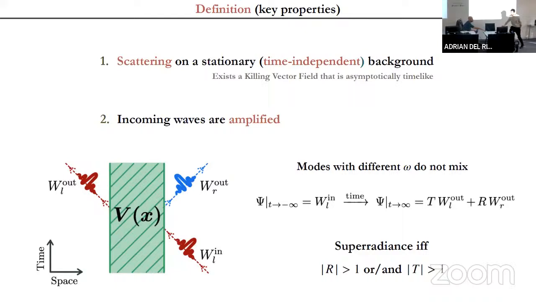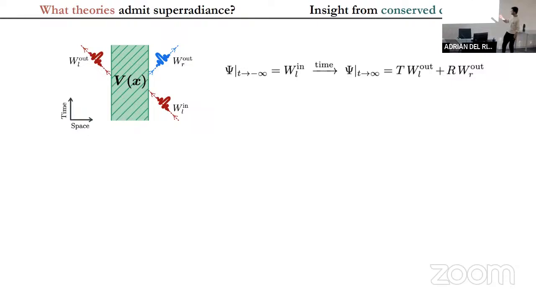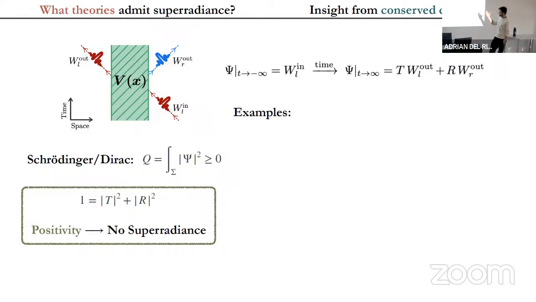Okay. So the question is, what theories do admit this kind of scattering or admit superradiance? We can have insight from conserved quantities of the theory, okay? So again, let's consider the same situation as before. And let's go to some particular examples of theories just to see how this works, right? So in Schrödinger or Dirac theory, we have a conserved quantity, which defines also a norm in solution space for the fields, which is of this form, and that is positive. Because it is conserved, you can compute it in the past and in the future. And if you compute it with normalized, orthonormal wave packets, then you get a one on the left, and then you get the absolute value of this guy plus the absolute value of this guy.